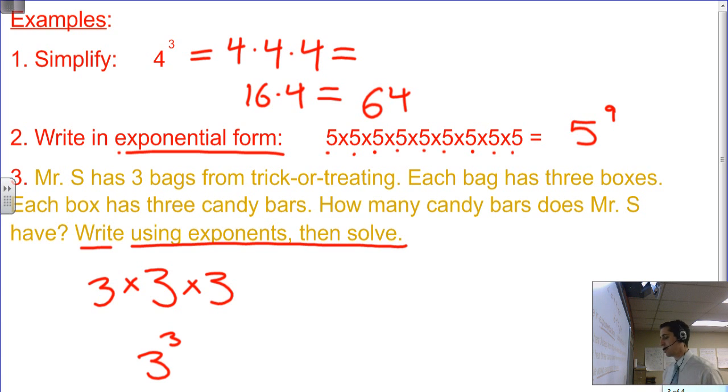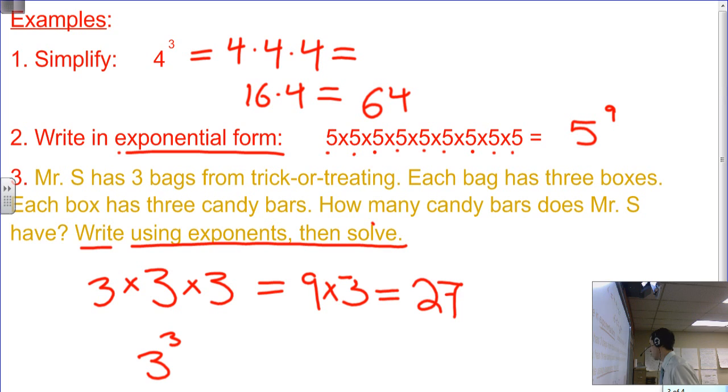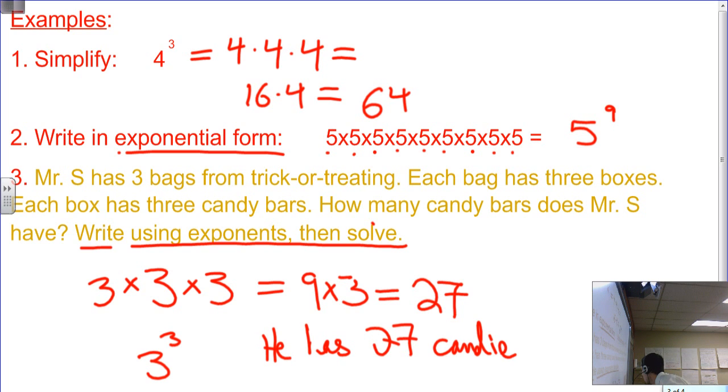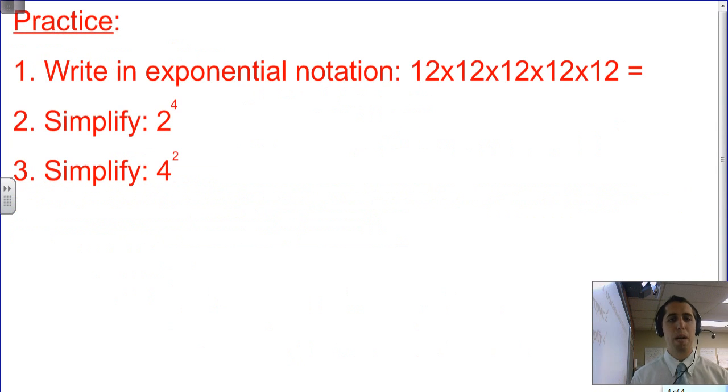But they also wanted us to solve. So we need to say 3 times 3 is 9. And we need to multiply by that last 3. And it would give us 27. So he has 27 candies. Jealous? Probably. 27. There you go. Still looks awful, but a little bit better. He has 27 candies.